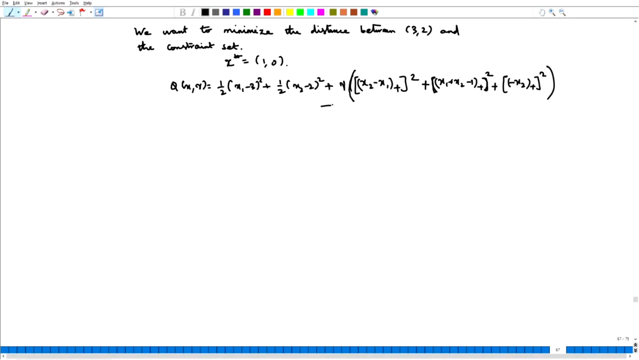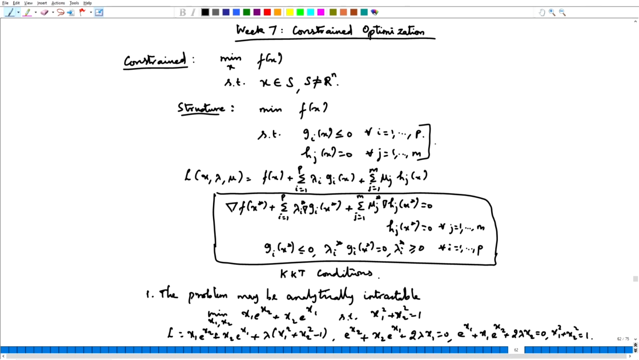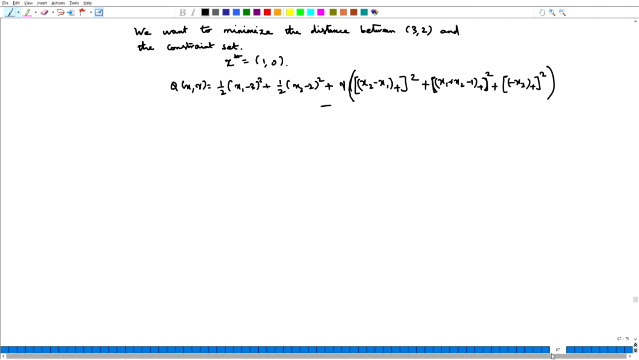To complete this, we will also see what you would do when you have both equality and inequality constraints. This was the problem that we had initially, where you are minimizing f of x subject to p inequality constraints and m equality constraints. So, for this particular problem, what is the quadratic penalty function? The quadratic penalty function for both equality and inequality constraints.